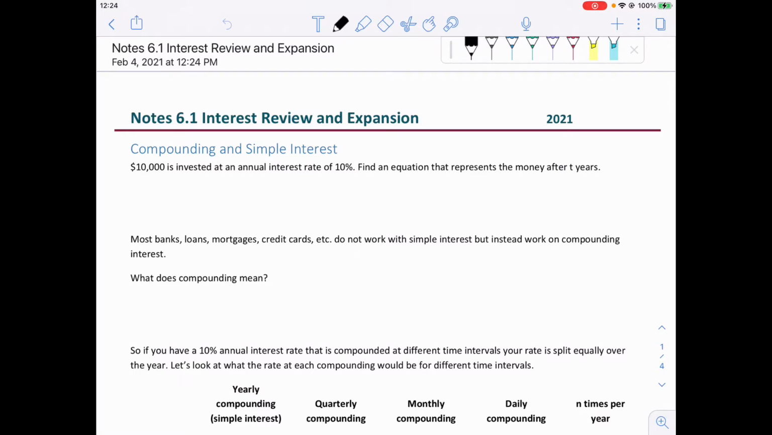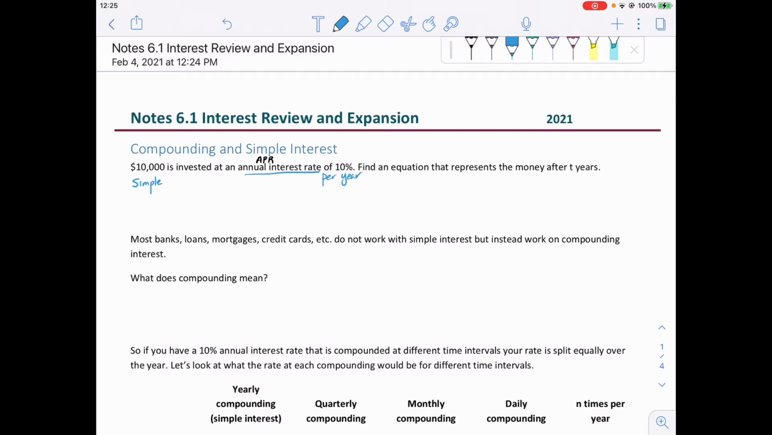If you're ever watching TV or you see a commercial, you might see something like APR. That's what that is, annual percentage rate. So we want to find an equation that represents the amount of money after t years. This is what we call simple interest, and it's simple because it's just per year. There's nothing that tells us anything weird, so this interest rate is just per year. That's what simple means.